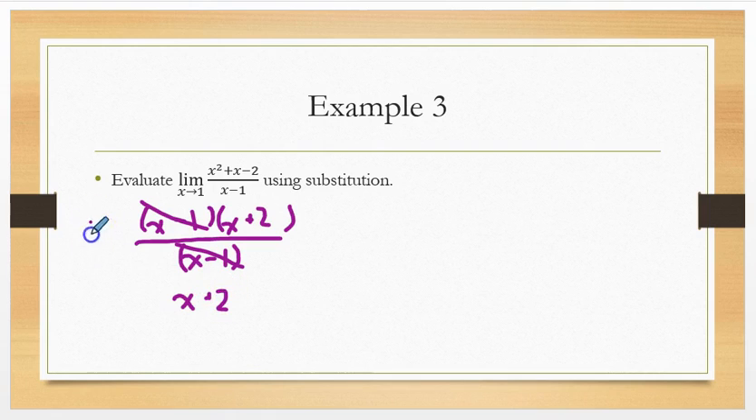And so I still haven't taken the limit yet, so I'm going to keep writing off to the side the limit as x approaches 1. We want to keep writing that until we actually perform the substitution. So here's the step where I'm actually going to perform the substitution. I'm now going to replace x with 1, so I can write 1 plus 2, and that final answer is going to equal 3.